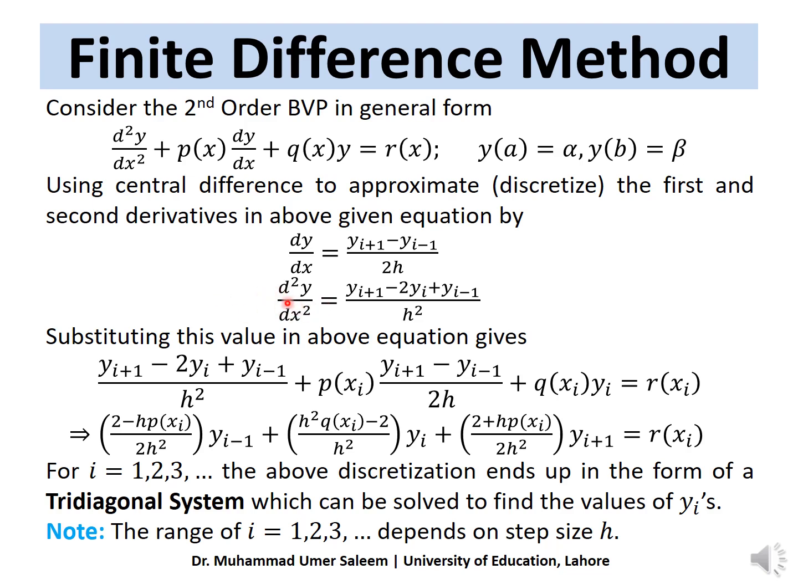So second derivative with the help of central difference can be approximated as yi plus 1 minus 2yi plus yi minus 1 over h square. So now substituting these values of second derivative and first derivative in the original given equation. So ये values हमने substitute कर दी.